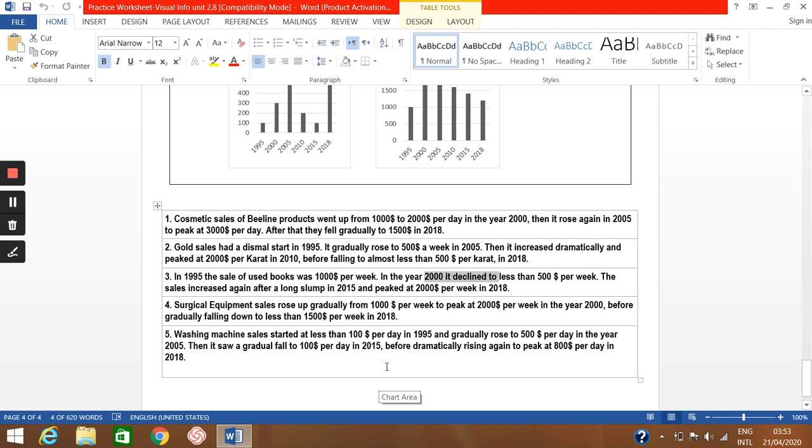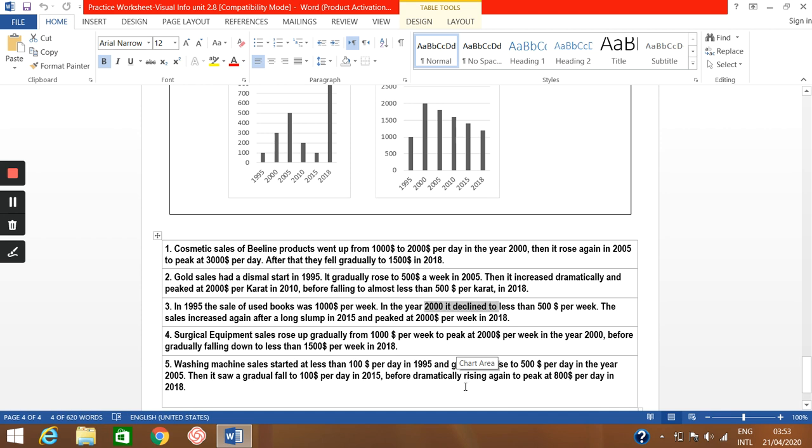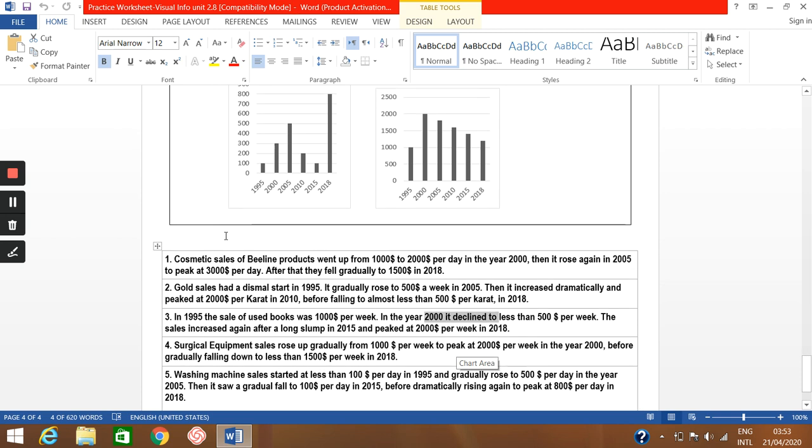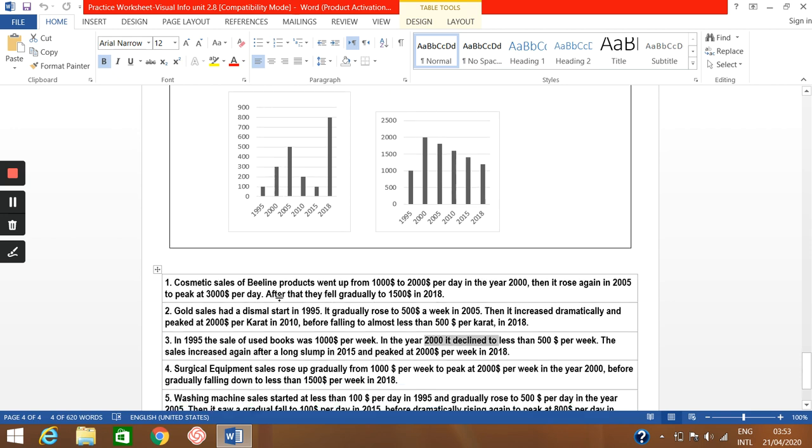And of course, you can find other justifications why you have to choose this one here. Okay. In the year 1995, and gradually rose to $500 per day in the year 2005. Then it saw a gradual fall to $100 per day in the year 2015 before dramatically rising again, to peak at 800 per day in the year 2018. To peak means to reach the highest point. You see, so definitely it is D here. Yes, our choice is D.